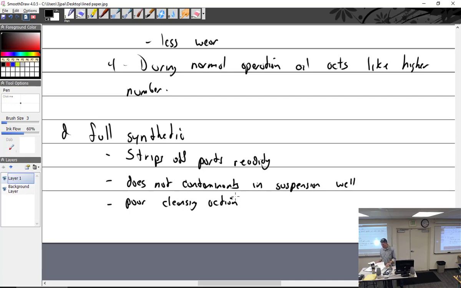Is the poor cleansing action just another way of saying it didn't take the lead out? Yep. So that's where that phrase comes from: get the lead out.